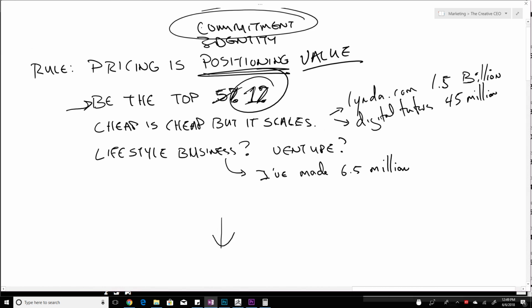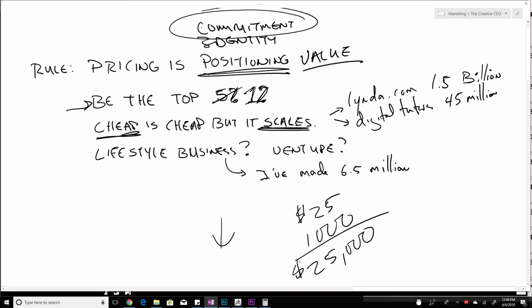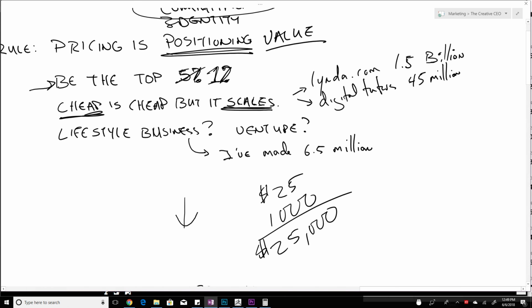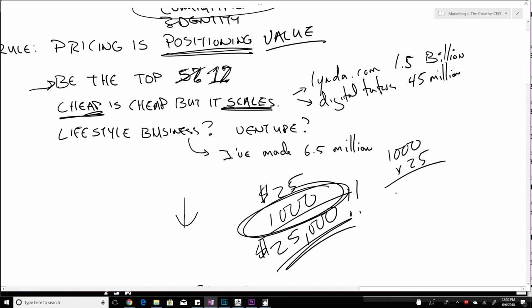There's one caveat here that everybody brings up, and they say, hey, cheap scales. Because if I got a $25 package and I get 1,000 people into it, yay, now I got $25,000, right? Am I right? Yeah, I'm right. So I got $25,000. Yay, fantastic. But you got to repeat that 1,000 people every single month just to make that. Whereas if you were to have a $1,000 product, all you need is 25 people to make $25,000. That is something that's more achievable for most of us and in most of our markets.